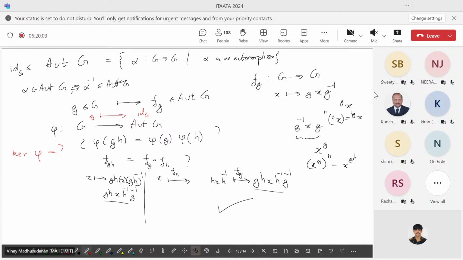That's true. But otherwise, if f_g is the identity mapping, that means f_g of x equals x for all x. That means g x g inverse equals x for all x.